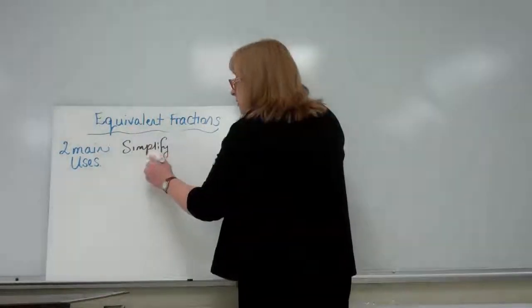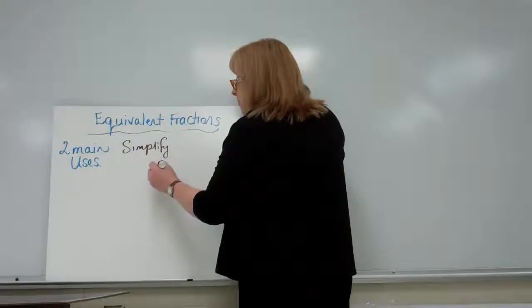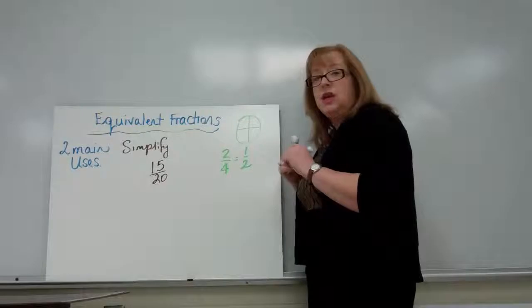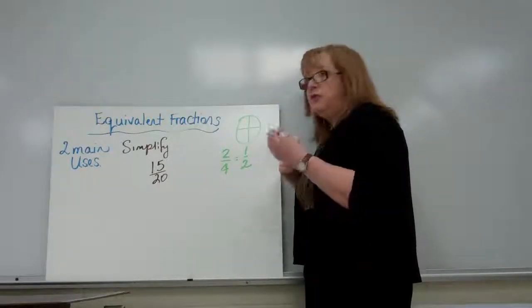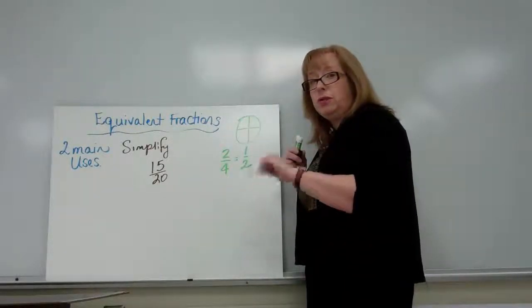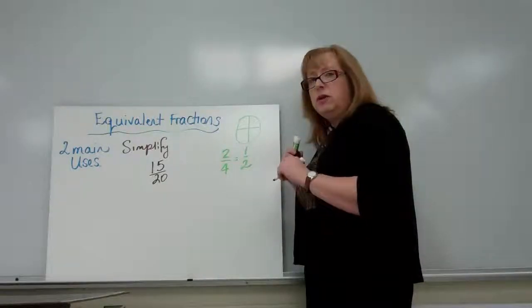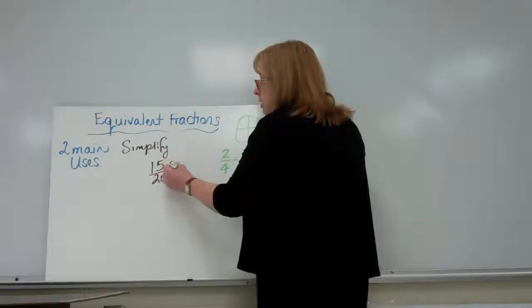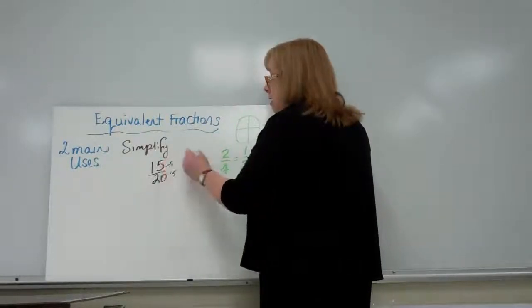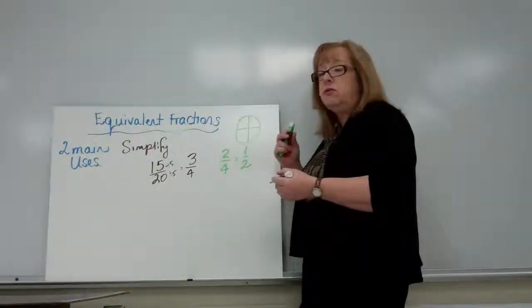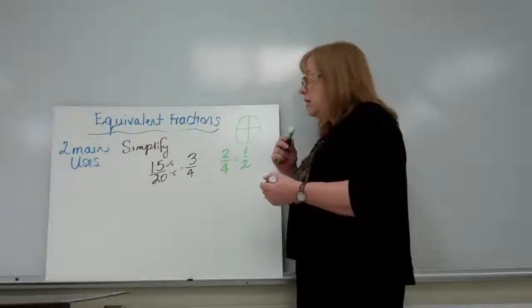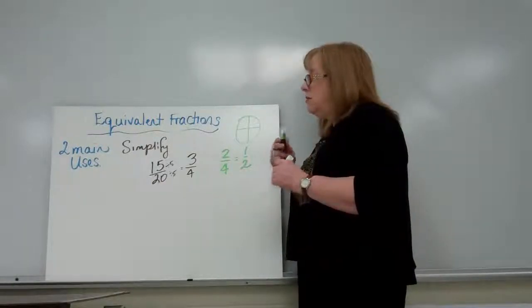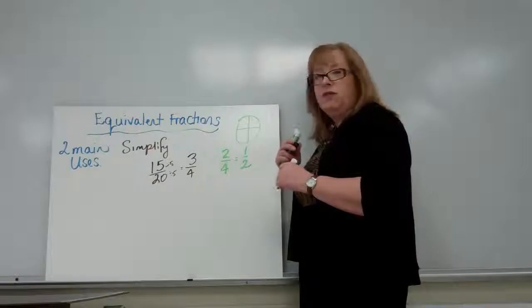And so to simplify, 20. Okay. What I do is I look for a number that will go into or be divided into both the numerator and denominator, the top and bottom. And this is where knowing your multiplication facts can help. I know that 5 will go into both of those. So if I divide both of those, I get 3 fourths. And I look again and see that nothing will go into 3 and 4. And so that is finished. So simplifying is one of the reasons we want equivalent fractions.